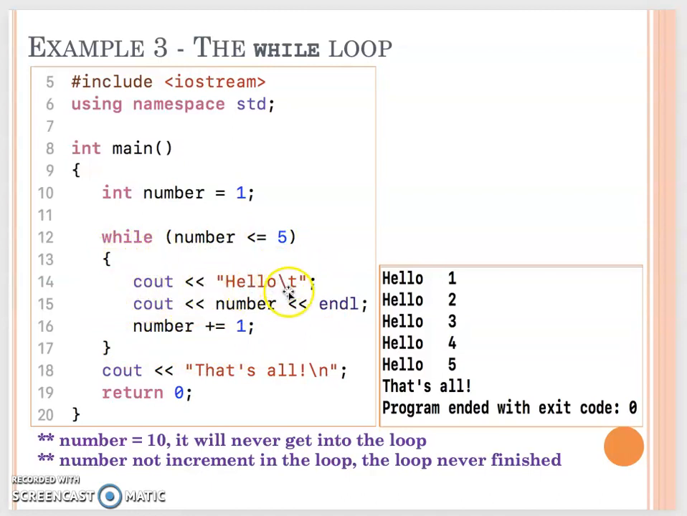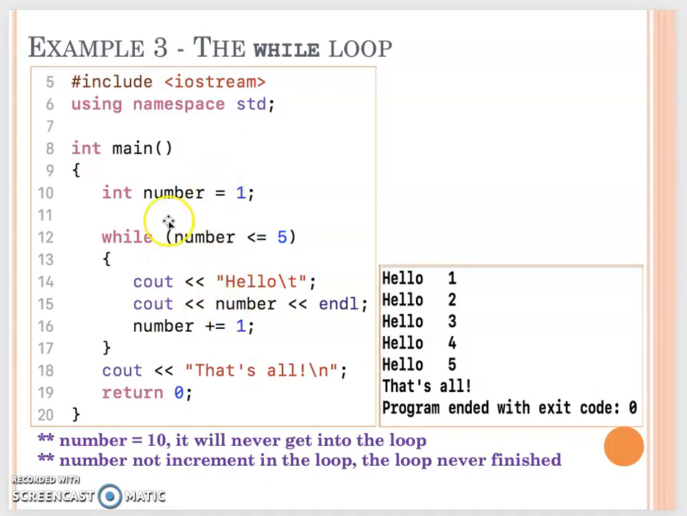Here, \t means the tab. By default, the tab is 8 spaces, but that's all up to your IDE or your application, how they define the tab. Then we display the number. Afterward, you see this one, we say number plus equal to 1. This plus equal to 1 basically is the same as number equal to number plus 1.